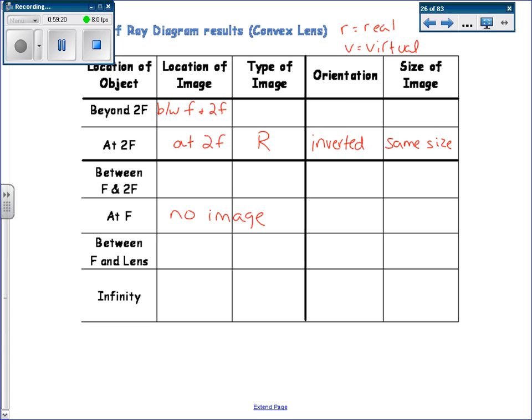Was it real? Was it upside down? No, this is location of the object, and this is location of the image. So it was inverted. So it was real. Bigger or smaller? Smaller? Okay. So the 3 remaining rows you should be able to fill out after you've done the ray diagrams in the assignment.